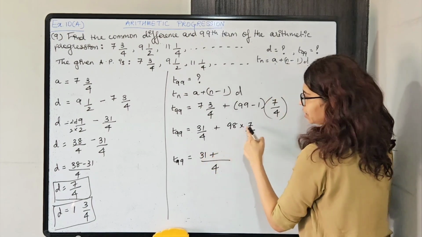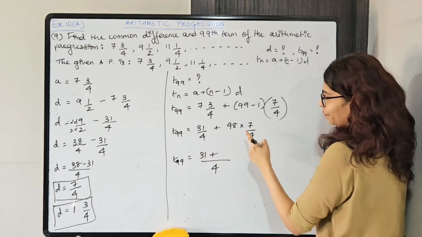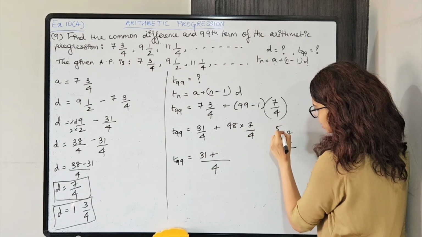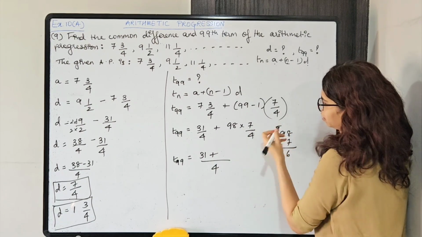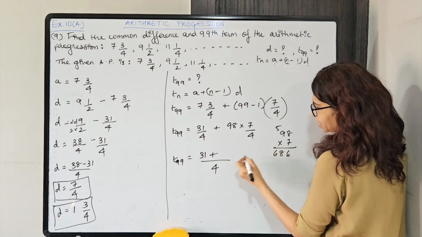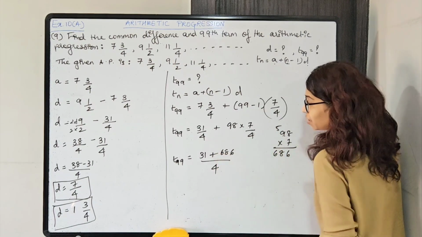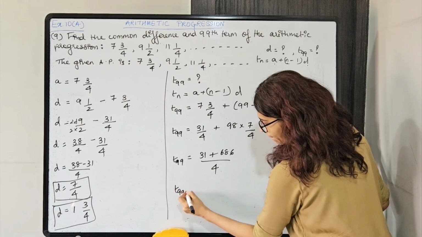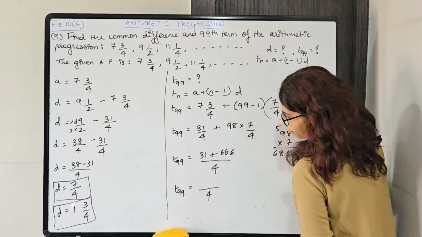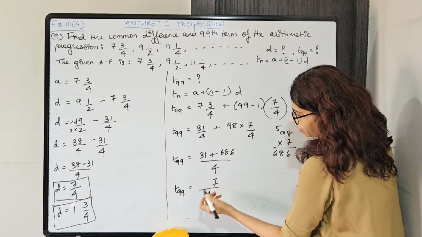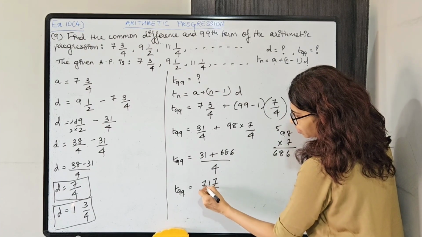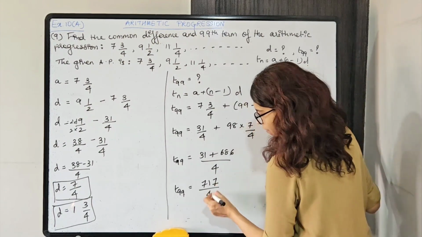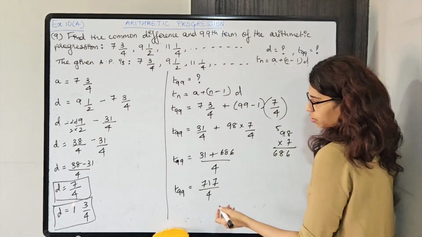31 प्लस 98 इंटू 7 कितना होगा? सो 98 इंटू 7, 7 8s are 56, 7 9s are 63 प्लस 5 68, 686 हो जाएगा. ओके, सो डोंट कैंसिल आउट. Here we'll get 717. Okay, so 717 divided by 4.